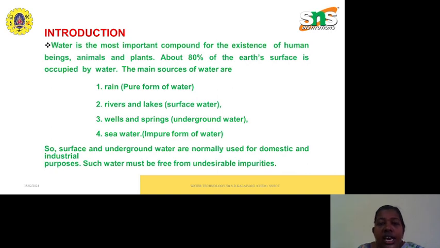So, rainwater and seawater are ignored. The remaining sources, that means surface water and underground water, are used for domestic purposes as well as industrial purposes. This type of water must be free from all types of impurities. So, the process of removing all types of impurities present in the surface water and underground water and making it fit for domestic purposes as well as industrial purposes is known as water technology or water treatment process. This is our topic.